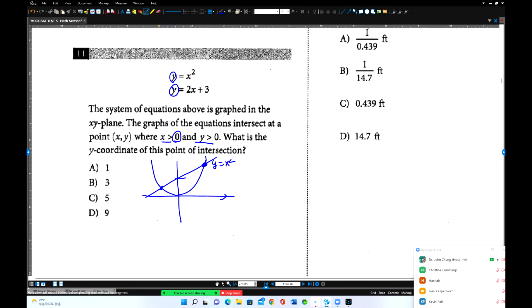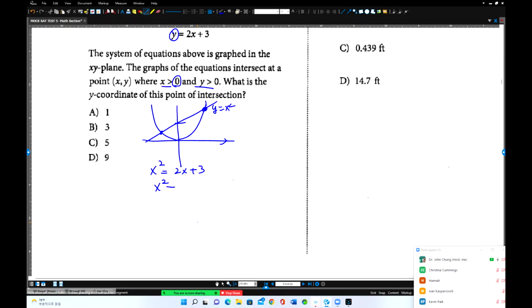So set x squared equals 2x plus 3. Quadratic, one side is always 0, all right? You can factor this one, because this is section 3, it should be factorable, okay? So x equals 3 and x equals negative 1, right? This side will be negative 1, the other side is 3. Is it okay? But don't forget, this is the y coordinate, not the x coordinate.